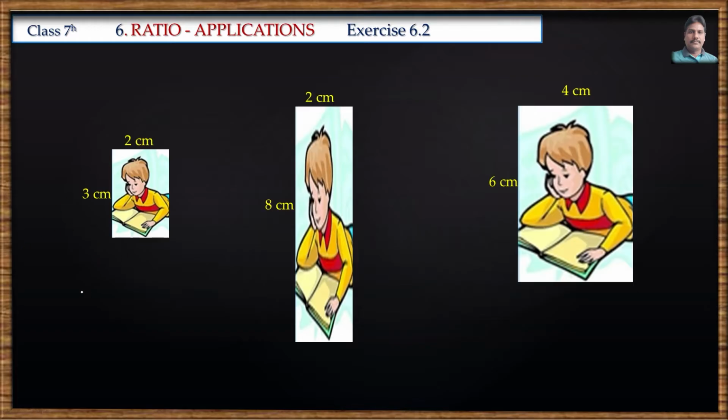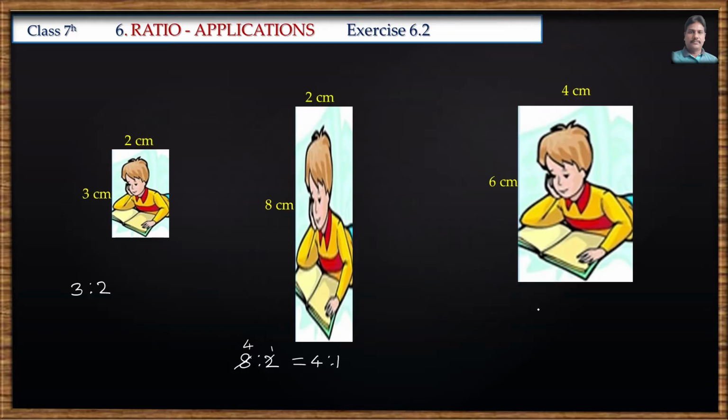We have to calculate the ratios of length and width. In the first picture, the ratio of length and width is 3:2. In the second picture, the ratio is 8:2. If we simplify this, 2 ones are 2, 2 fours are 8. It will become 4:1.